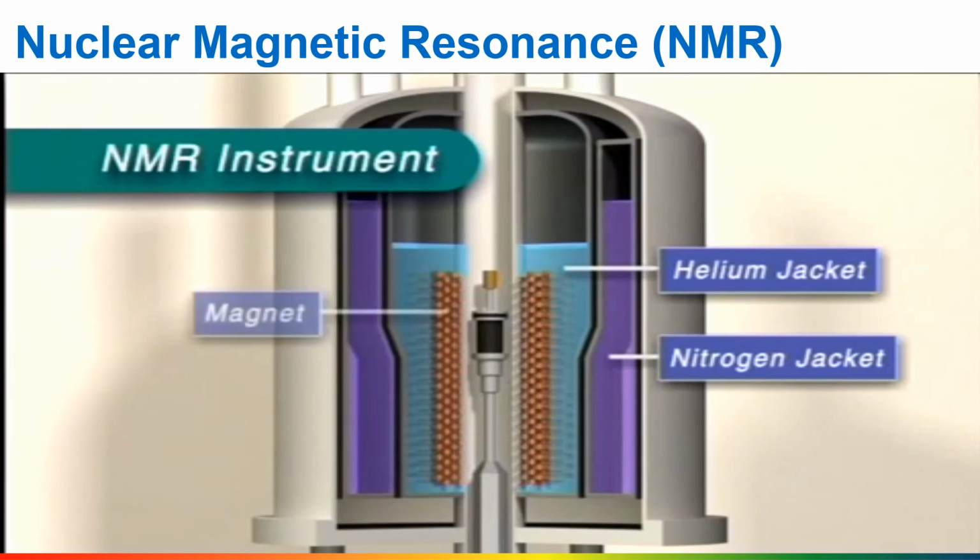The magnet uses a current of 50 amperes, which, once started, flows continuously as the coils have zero resistance at 4 Kelvin. The sample sits in the centre of the cylinder inside this probe, which contains the coils that send and receive the radio frequency signals.